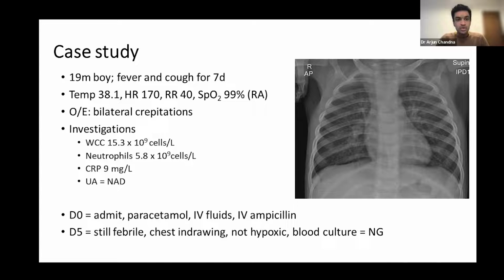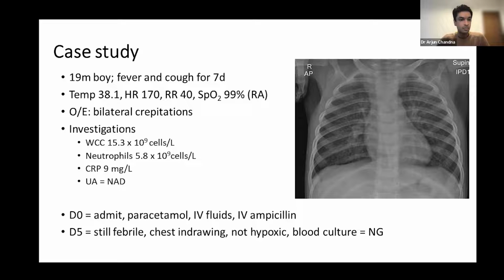So just to illustrate, I thought we'd use a case study. This is a really typical case; the presentation would be typical for anywhere in the world, but it's very common in Siem Reap. We've got a 19-month-old boy presenting with a week's history of fever and cough. He's febrile, tachycardic, and his respiratory rate is at the higher end of normal. He's got bilateral crepitations on lung auscultation, and a leukocytosis with a pretty unexciting CRP. His urine dipstick didn't reveal any abnormality, and he had a chest X-ray done, which shows, as you can see, a bilateral interstitial shadowing, perhaps more on the right.